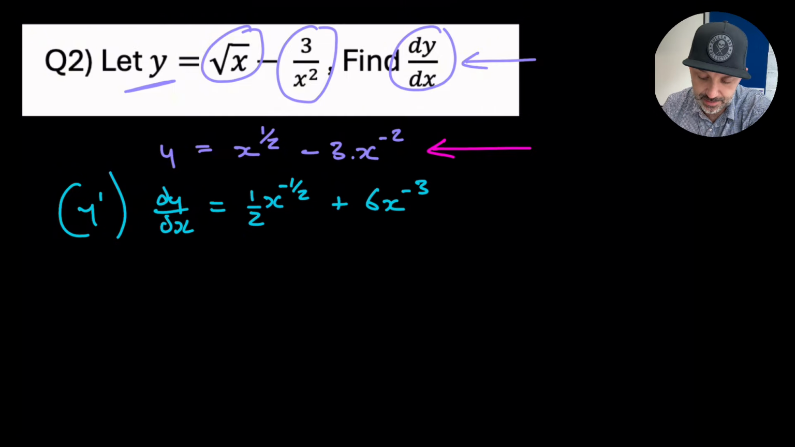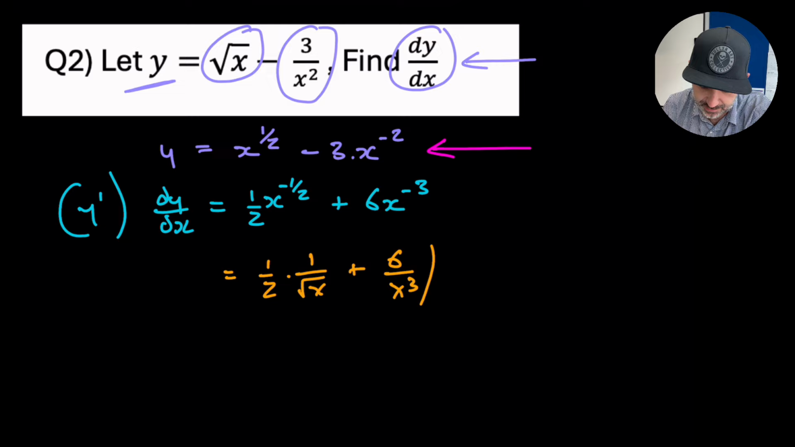There we go. And if for any reason they ask you to rewrite this without any negative indices here, you would have to reverse those indice operations. So you would have a half and then 1 over root x plus 6 over x cubed. Now that step there in orange is not necessarily, you don't have to do that unless it asks you to. But sometimes it's easier if you have to substitute a number into this step to find the gradient. So I actually quite like doing that as a sort of a habit, but it's not absolutely necessary.